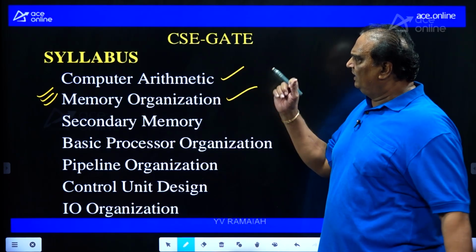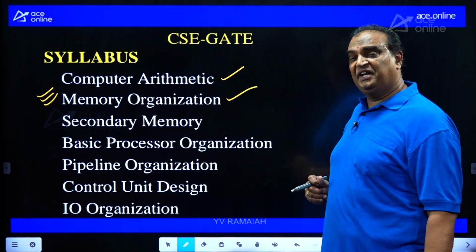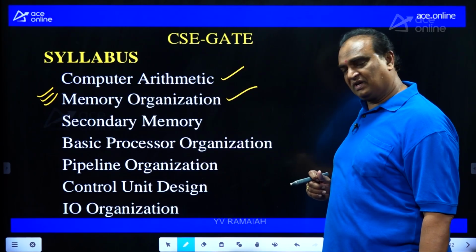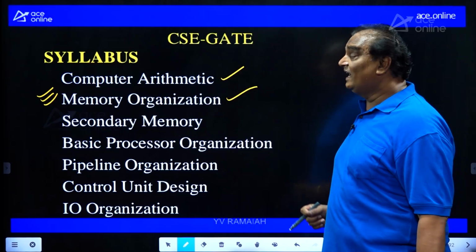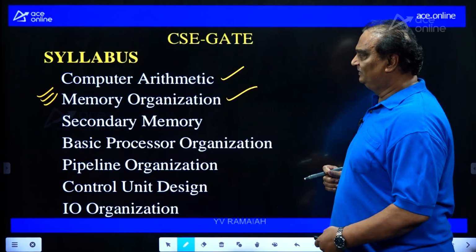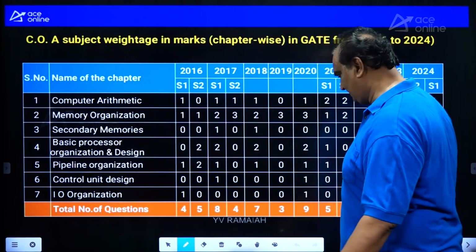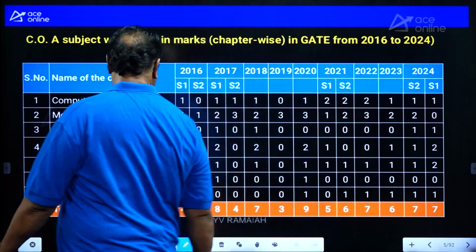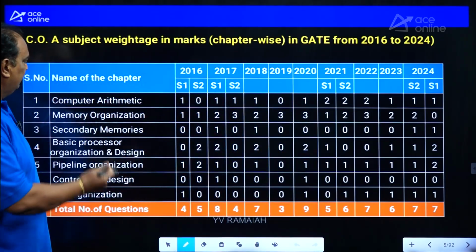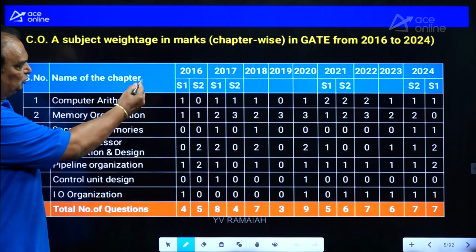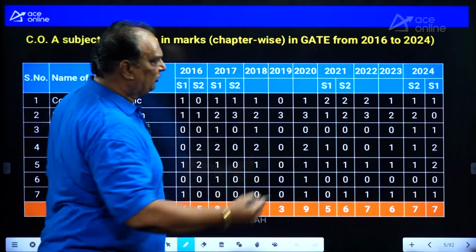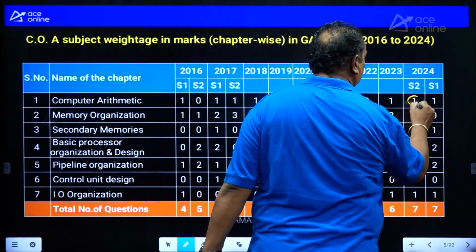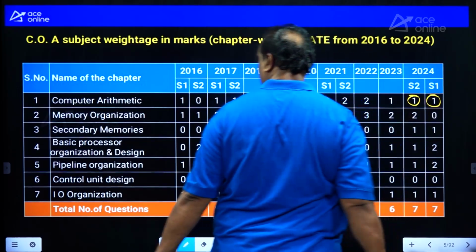Here, I am going to explain the weightage of our COA subject according to the chapters, year-wise. Watch this. In previous regular class also we discussed the same. First one, computer arithmetic. 2016, S1, S2, means set 1, set 2 like that. In 2024 also, set 1 there is one question, set 2 also there is one question.